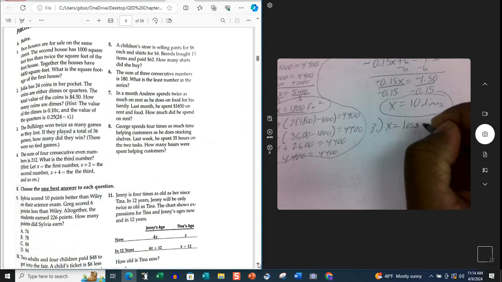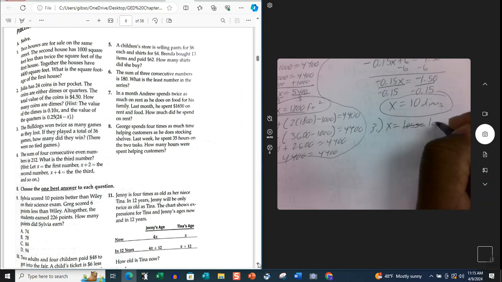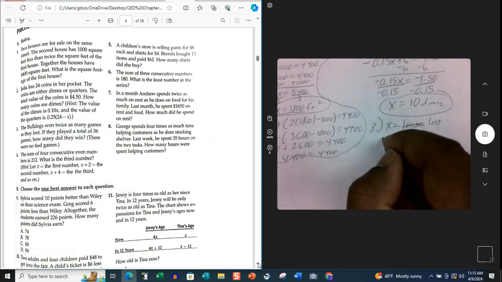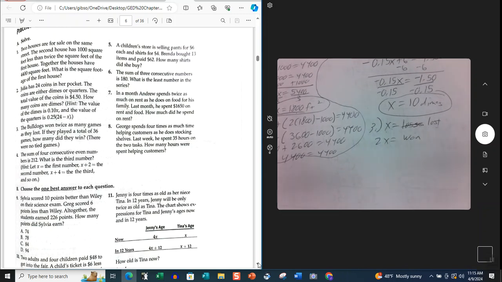I spelled losses wrong. So these are how many games... well, I could just spell lost. This is how many games they lost. Okay, so now they won twice as many. So 2x is how many games they won.